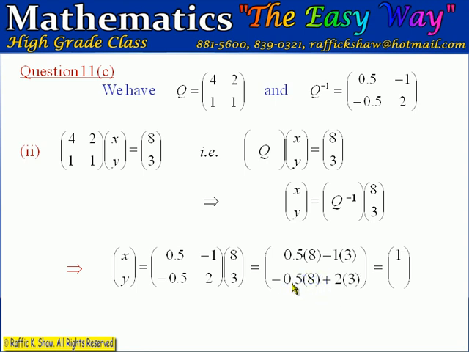Let's show that calculation here. Negative 0.5 multiplied by 8 plus 2 multiplied by 3. This is negative 4 and this is 6. So negative 4 plus 6 is 2. So the result here is 2. And so the column matrix XY is 1, 2. And therefore X is equal to 1 and Y is equal to 2.